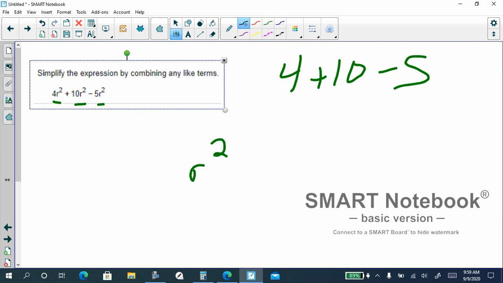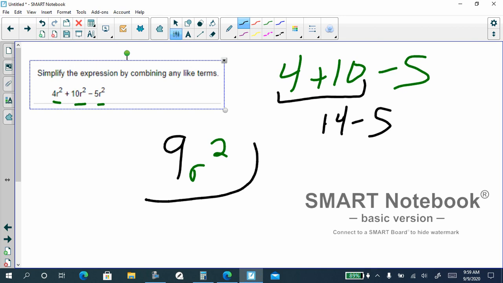So when we're adding and subtracting, we just go left to right. So 4 plus 10 is 14, and then 14 minus 5 is 9. So that lets us know how many r squareds we have. Just put the numbers in front of the r squareds together.